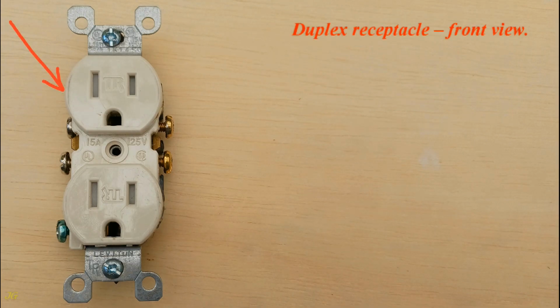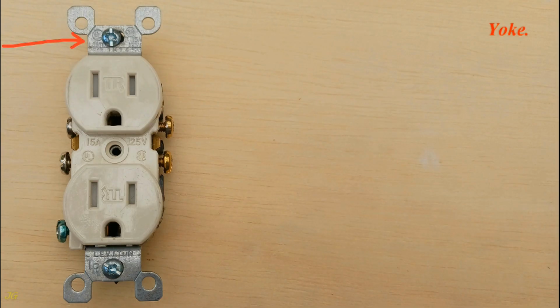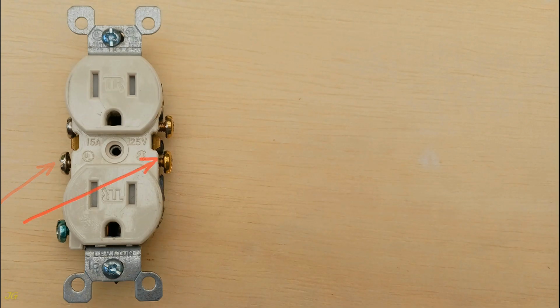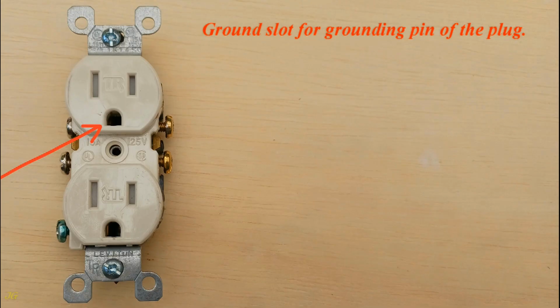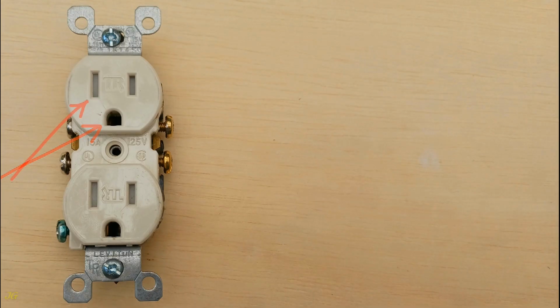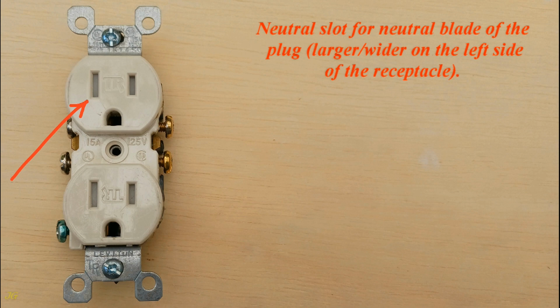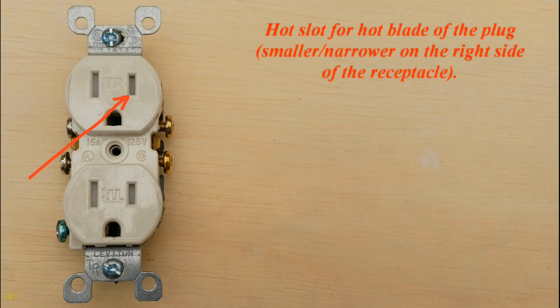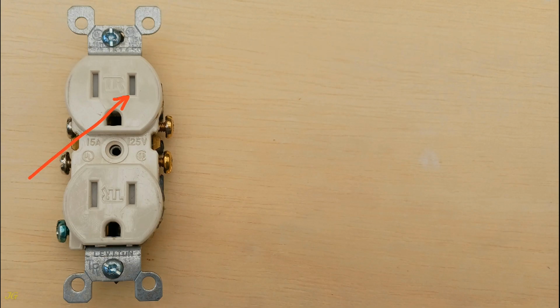Duplex receptacle, front view. Yoke. Ground terminal, green screw. Neutral terminal, silver screws. Hot terminal, gold screws. Ground slot for grounding pin of the plug. Neutral slot for neutral blade of the plug, larger, wider on the left side of the receptacle. Hot slot for hot blade of the plug, smaller, narrower on the right side of the receptacle.